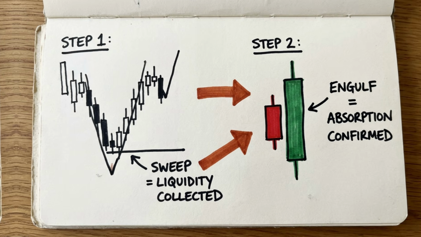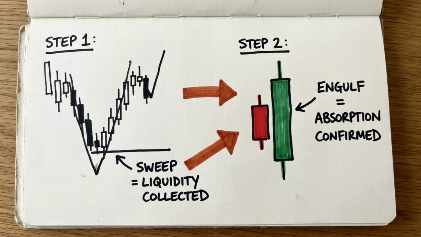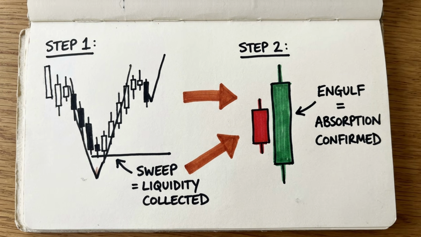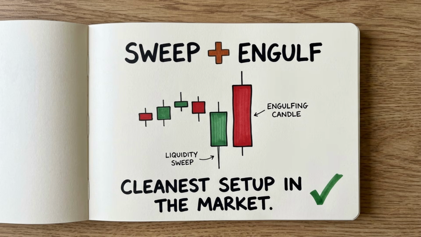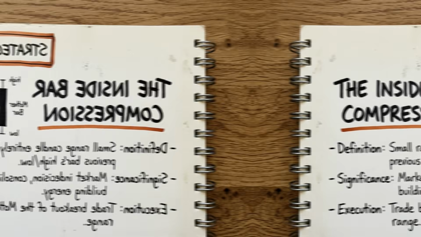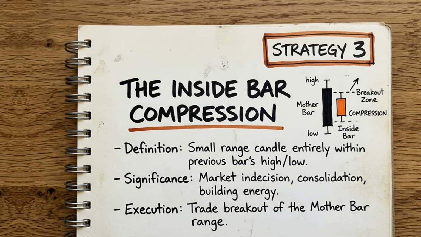The sweep collected the liquidity. The engulfing candle confirmed the absorption. That is your entry signal. That combination, sweep followed by engulf, is one of the cleanest setups in the market. Strategy 3: the inside bar compression.